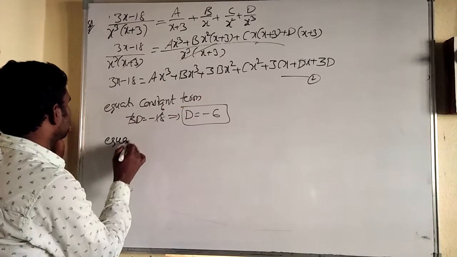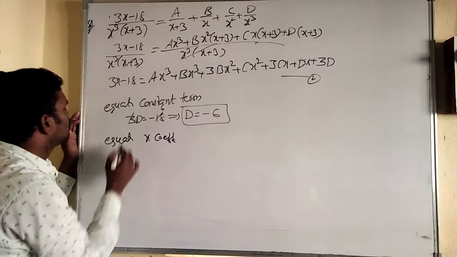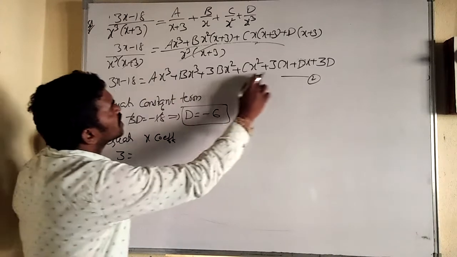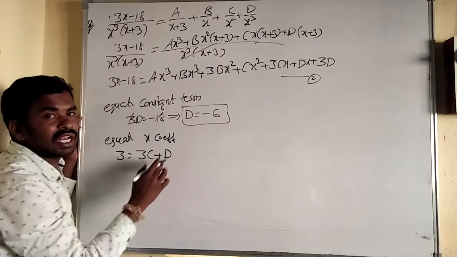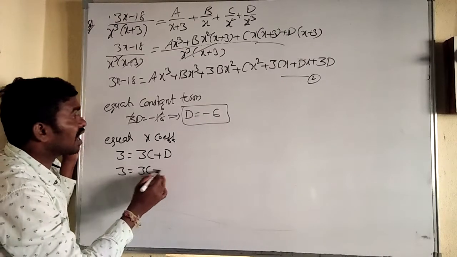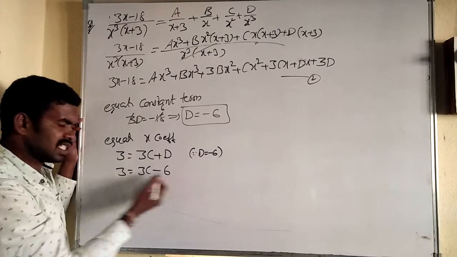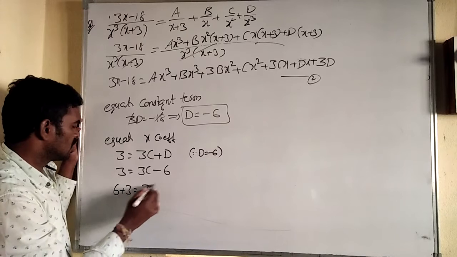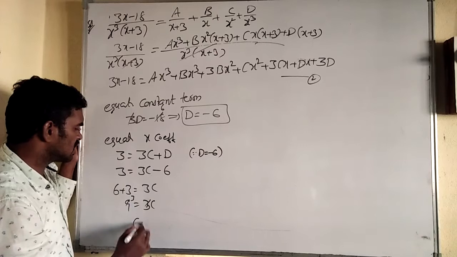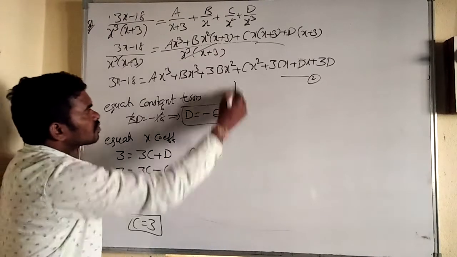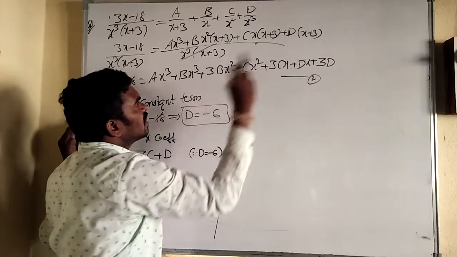So equating x coefficient. Here x coefficient is 3. And here x coefficient is 3c plus d. Already d value we know luckily. So then use that d value, that is minus 6. Since d equal to minus 6, then minus 6 bring left side. 6 plus 3, 9. 9 equal to 3c. So c equal to 3 we are getting. Okay. Then after c value got it, d value got it.